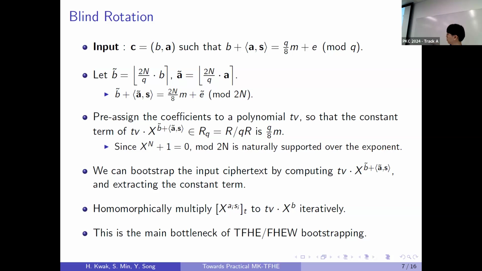So what we do is to pre-assign the coefficients to a polynomial called the test vector, so that the constant term of the test vector times X to the B plus inner product AS is Q over 8 times m. So we can bootstrap the input ciphertext by computing TV times X to the B plus inner product AS and extracting the constant term. So what we need to do is to homomorphically multiply X to the A_i S_i to TV times X to the B iteratively. This is the main bottleneck of TFHE bootstrapping.